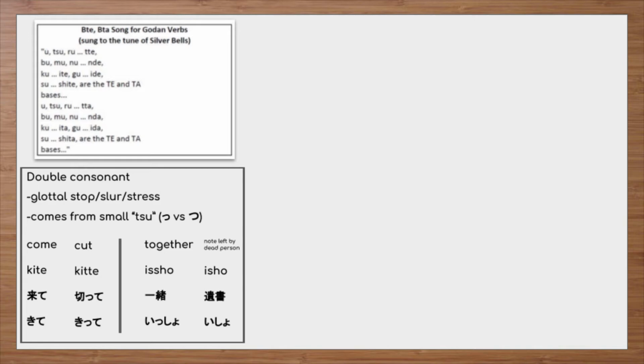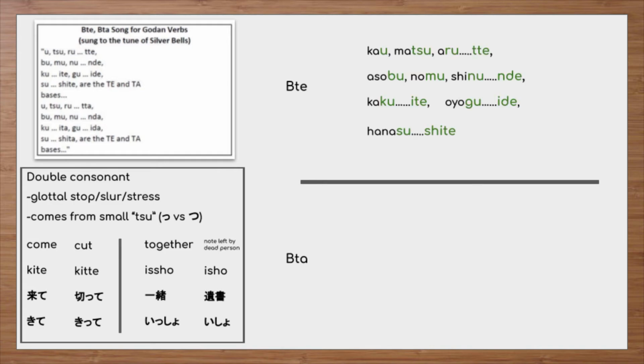So back to the song for base te and ta. Even if you don't know what they mean now, we can look at examples of godan verbs and how we could conjugate them to their te and ta bases. Remember, these are verbs that don't end in iru or eru, but still end in u. So for example, kau, matsu, and aru turn into katte, matte, and atte. And asobu, nomu, and shinu turn into asonde, nonde, and shinde. Kaku goes to kaite, oyogu goes to oyoide, and hanasu goes to hanashite.